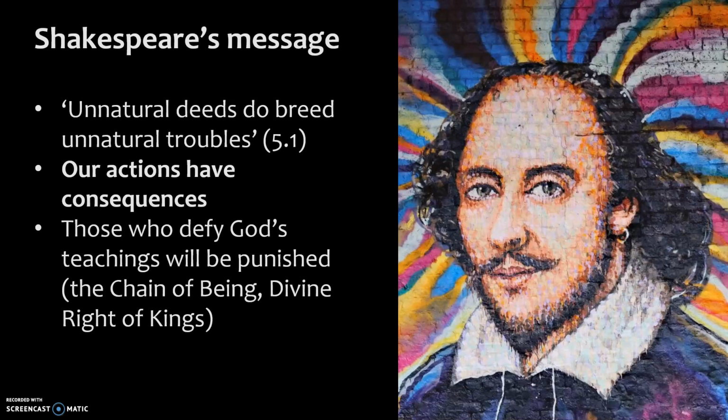Therefore, the middle bullet point I think is really key. Our actions have consequences, and you can see those consequences reflected in nature. An unnatural murder leads to nature being unsettled. And I've put at the bottom there, those who defy God's teachings will be punished. Surely that's got to be the message of this. You see the punishment that falls upon the Macbeths. They go against the chain of being. They try and break out of their place in the great chain. They also go against the divine right of kings.